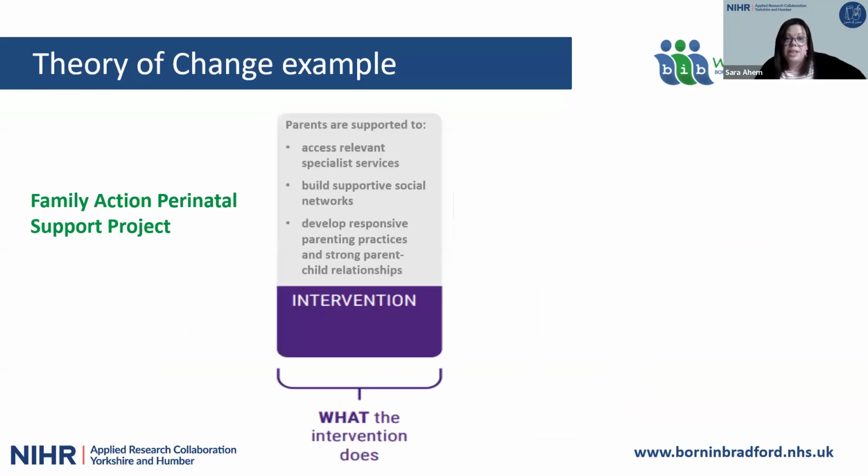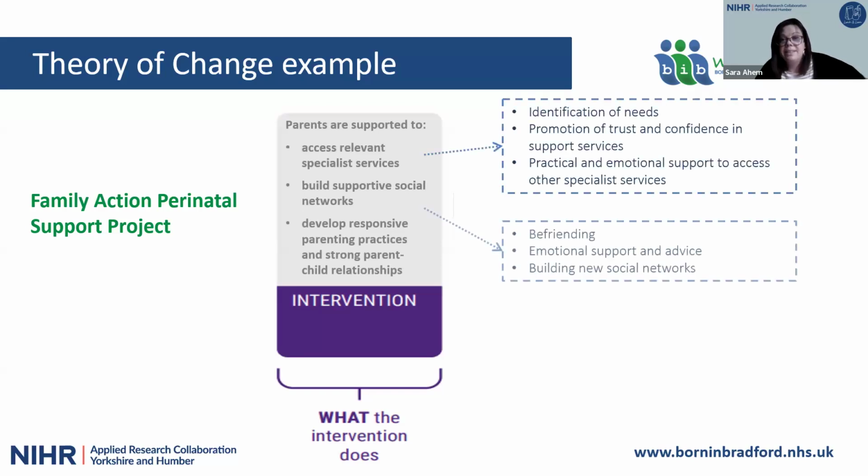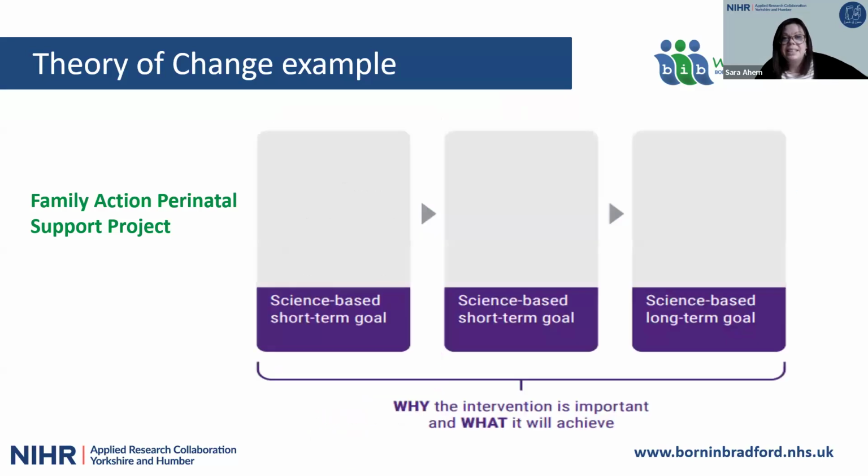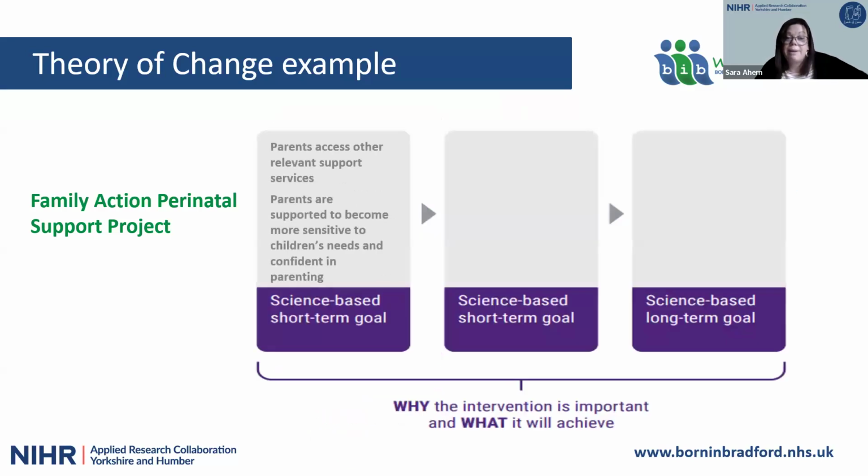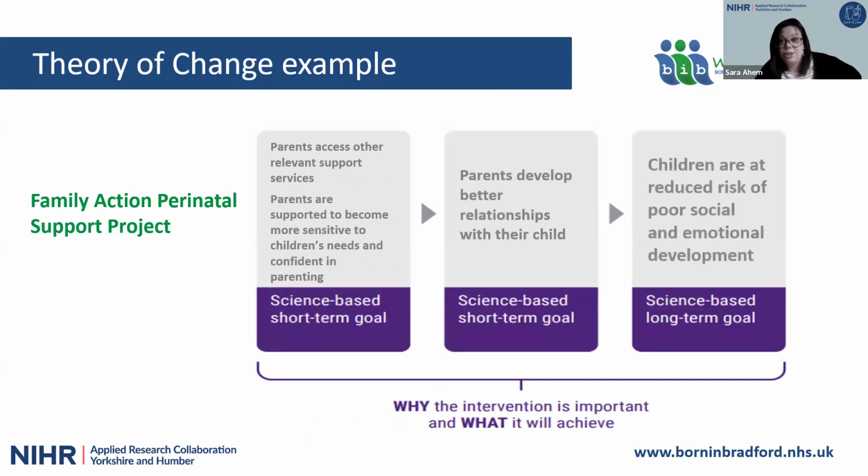We've got our intervention in the middle, so helping them to access relevant services, building supportive social networks and developing responsive parent practices. Again, there's detail that sits behind that. And then we've got what we want to be happening, which is that parents are accessing those relevant services, that they're supported to become more sensitive to children's needs, they're developing better relationships with their children, and children at a reduced risk of poor social and emotional development.